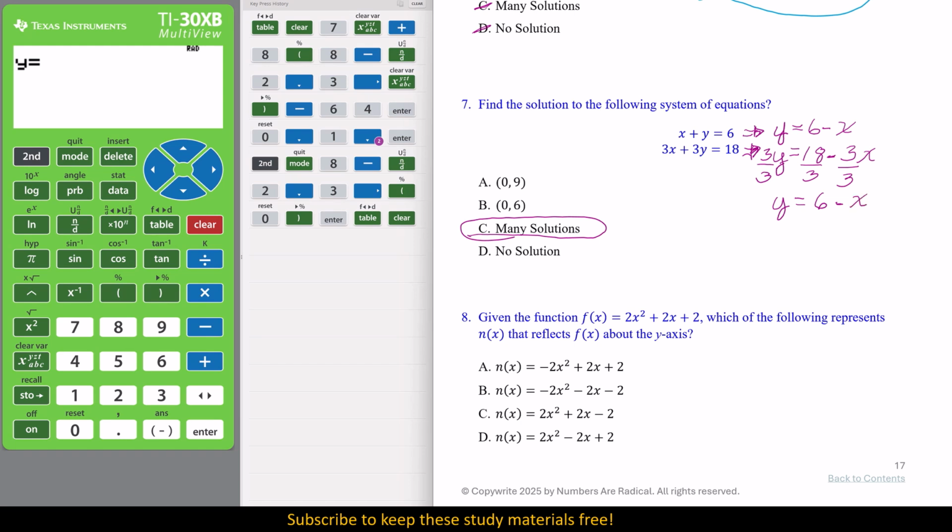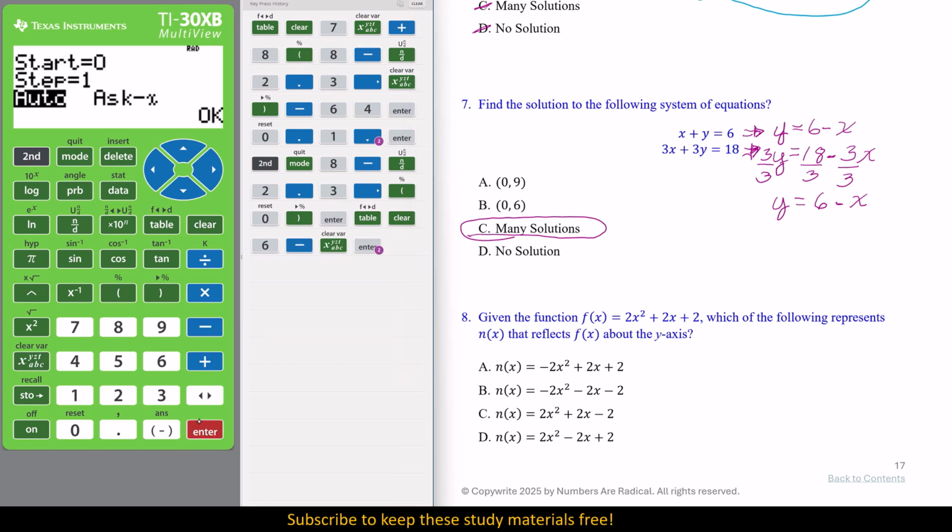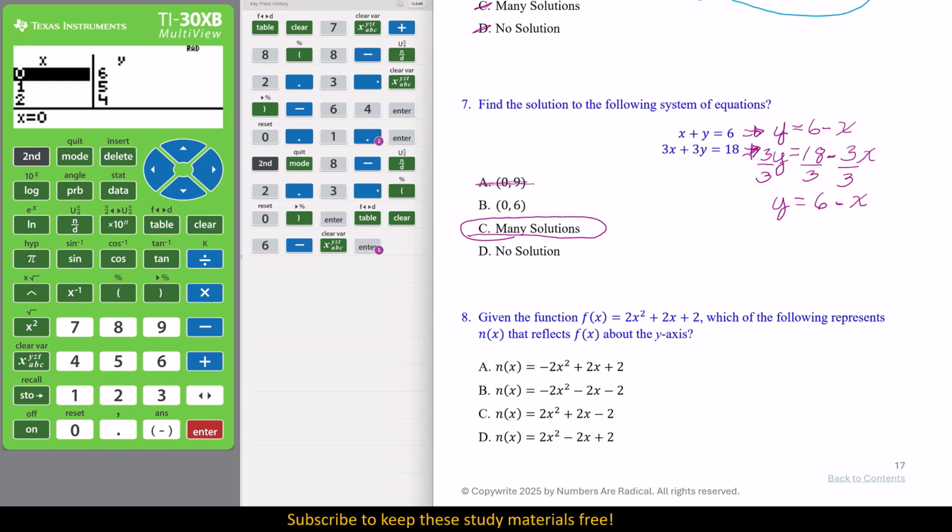Let's put 6 minus that x in our calculator and say 0, 0, and 0. And it gives me 0, 6. They're trying to fool you with option B. Obviously, 9 isn't going to work, but they're trying to fool you, because that's an intercept. That's not a value. So now when we arrow down, we need to find where y equals 0.